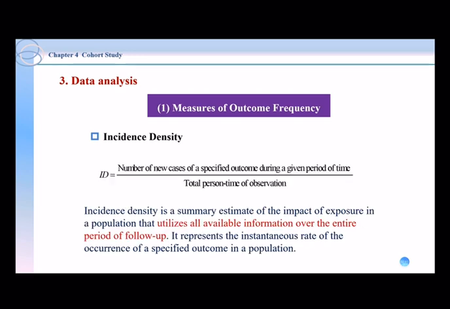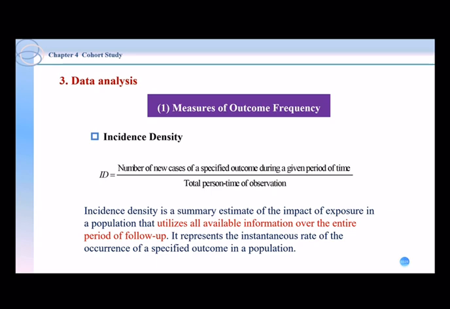The next one is called incidence density, and let's look at the formula first. This incidence density is calculated by the number of new cases of a specified outcome during a given period of time divided by the total person time of observation. As you might already notice, the most significant difference is this total person time of observation. So how can we calculate this person time?